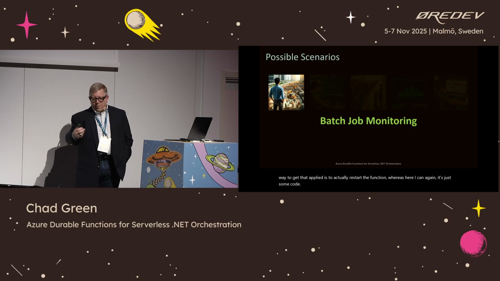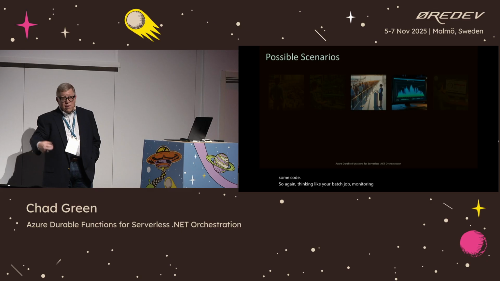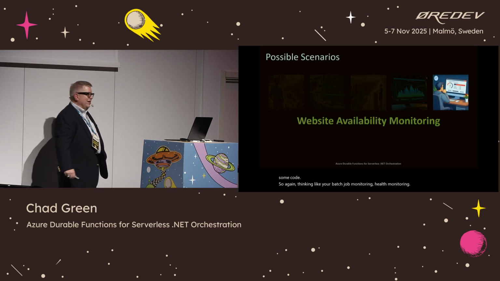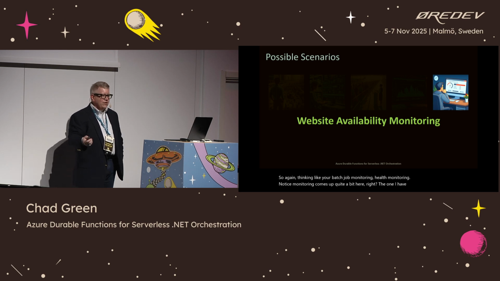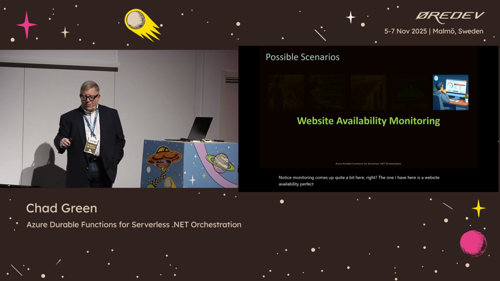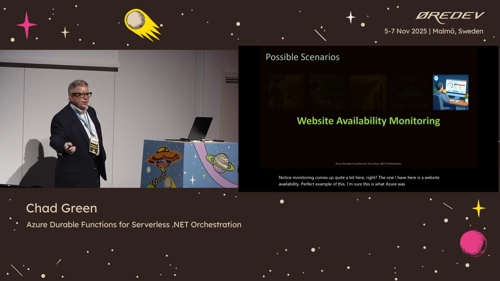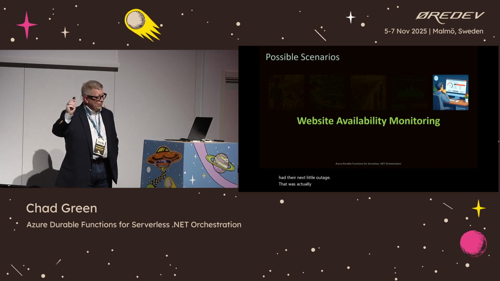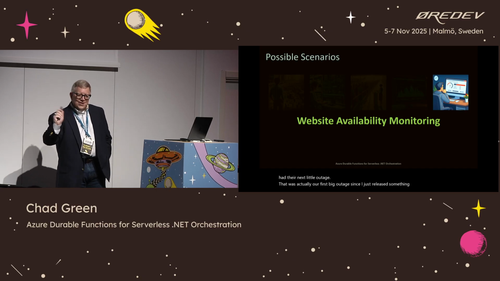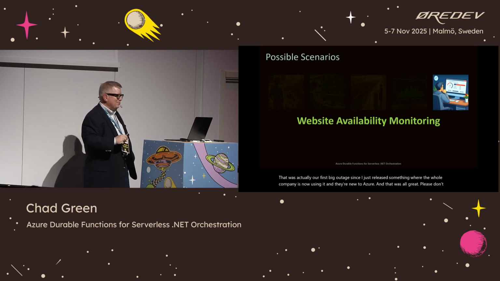So again, think of it like your batch job monitoring, health monitoring. Notice monitoring comes up quite a bit here, right? The one I have here is a website availability monitoring. Perfect example of this. I'm sure this is what Azure was using last week when they had their nice little outage. That was actually our first big outage since I just released something where the whole company is now using it, and they're new to Azure, and I was, oh, great. Please don't go down on me.